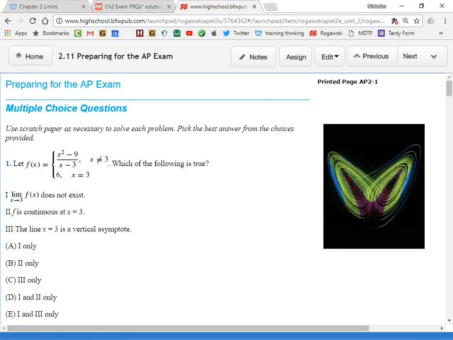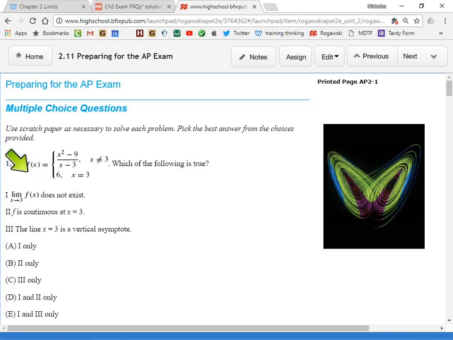Okay, so here's the first question for our multiple choice practice. We got a function right here. It's a piecewise function. It tells you that if a number x that you plug in doesn't equal 3, then you're supposed to plug into the top one. If it does equal 3, then your y value is 6. So we got to check out each of these statements.